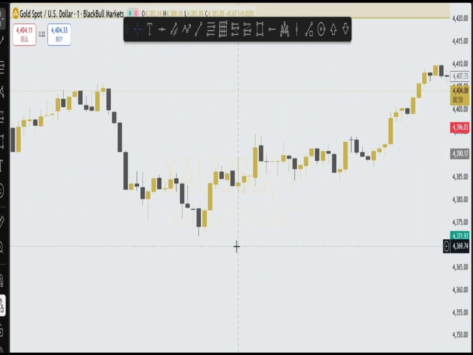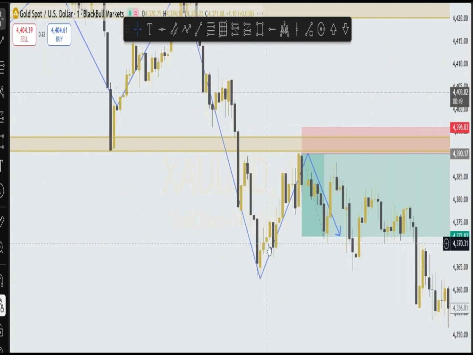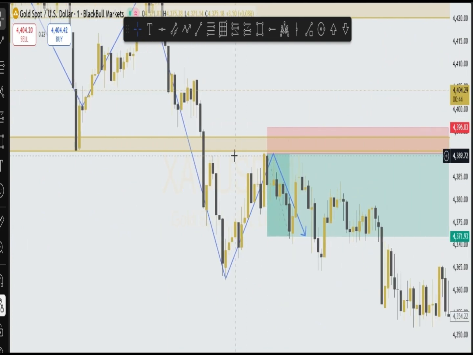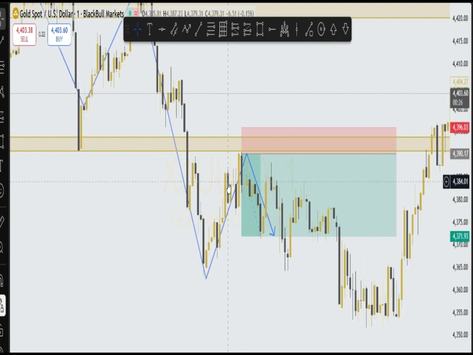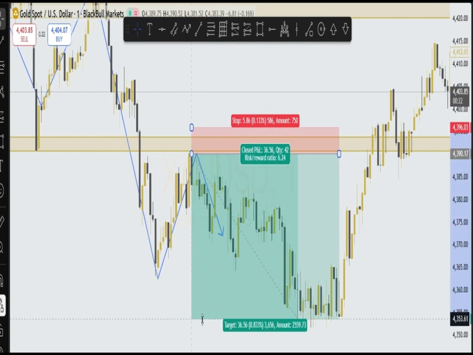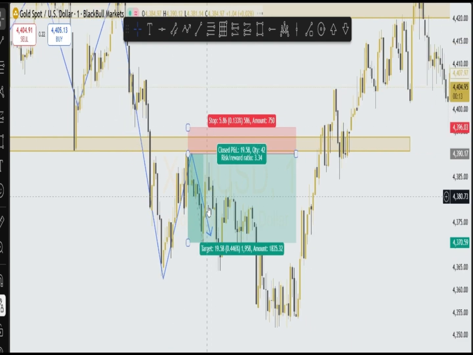We put our stop loss just above that area, risking about $5 and made $18 if I'm not mistaken. But we could have aimed for the previous lows right here. I think we could have done much better, but after all, it's all about building capital.